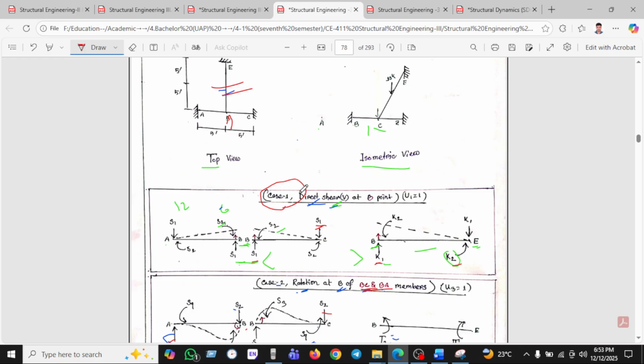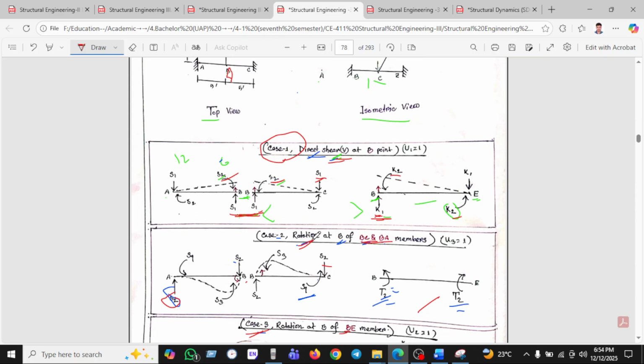The first one, case 1, will be using shear. This is the shear at point B that will be applied. So S1 will be in the upward direction and the opposite will be S2. The same thing, we are just changing the name: K1 will be upward and K2 will be in the opposite direction.